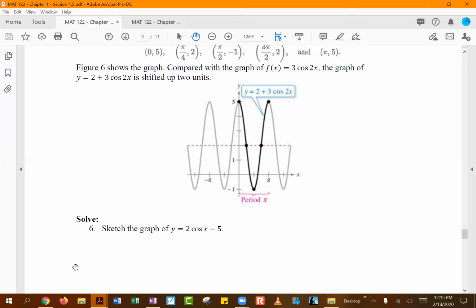All right, so go ahead, identify what variables you can in number 6, and then let's see how that's going to change our graph.